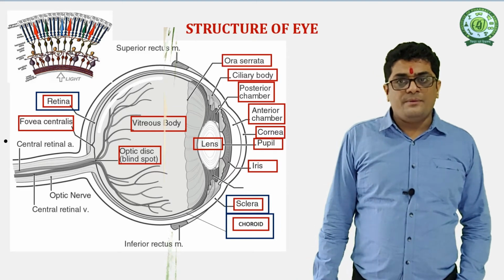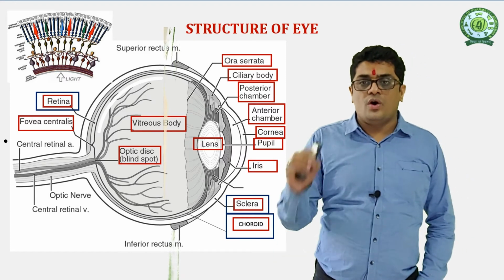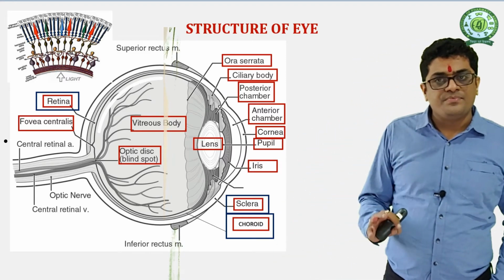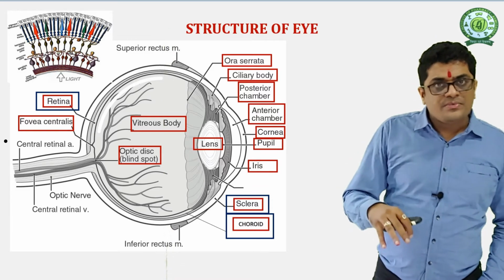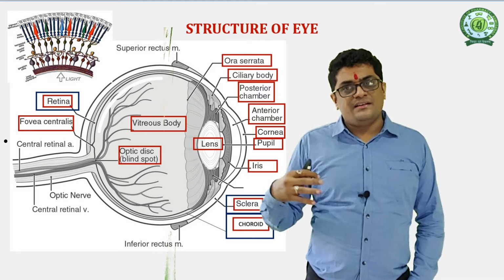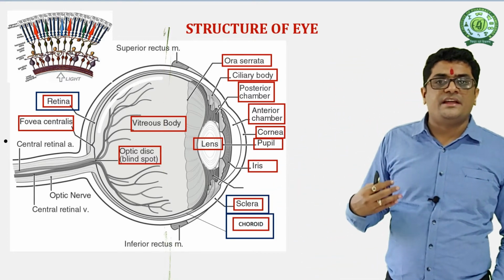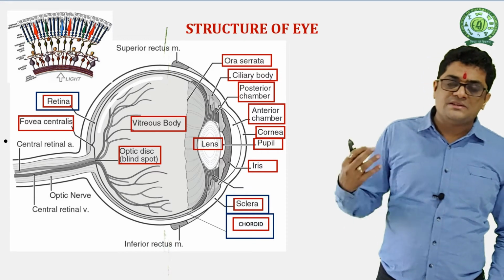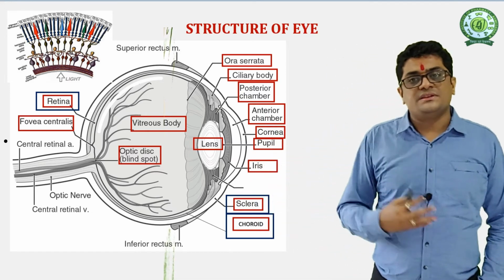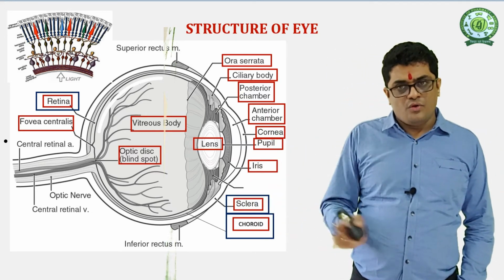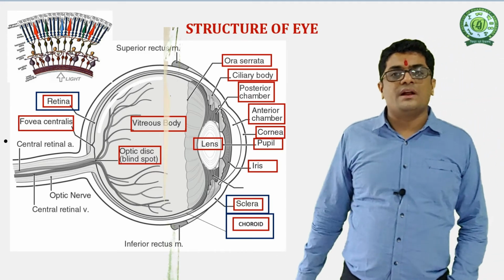Then one part is the ora serrata. Ora serrata is the part of the choroid, the second layer of the eye. Actually, the nictitating membrane is present in the frog, crocodile and other reptiles. The nictitating membrane was also present in humans in the past, but without use, this nictitating membrane was washed out, and the remnant part of the nictitating membrane is known as the ora serrata.